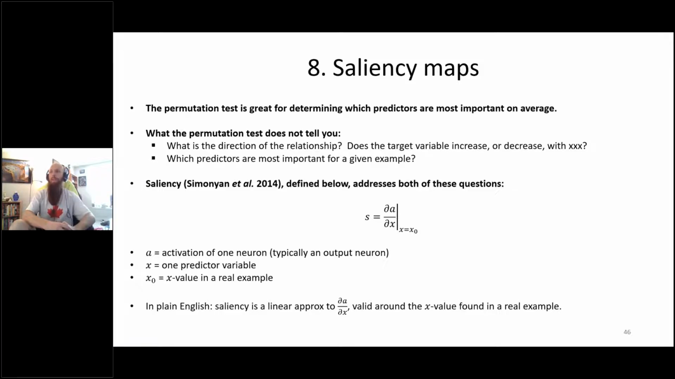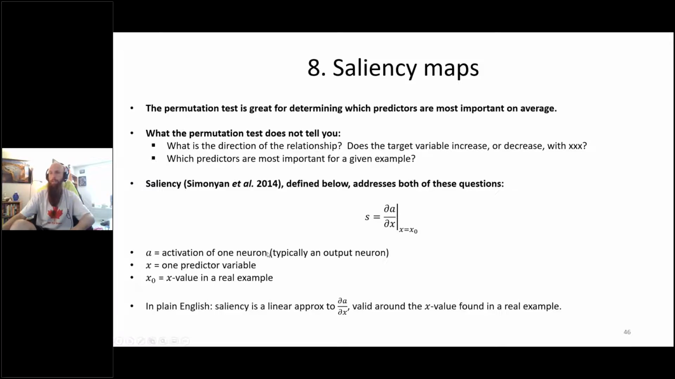mesoscale convective systems. So saliency, which some people also call sensitivity, is defined in this equation, and it answers both of those questions that the permutation test doesn't answer. So saliency is just a linear approximation to this derivative, dA/dx. It's a linear approximation around the point x equals x naught. So A in the numerator is the activation of one neuron, which is typically an output neuron. In the CoLab notebooks we have here, we're only focusing on the output neuron. So A will be the probability of strong future rotation.